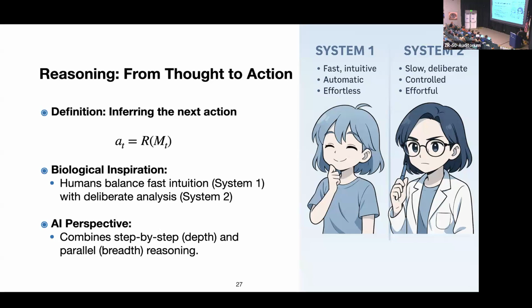Reasoning is the core cognitive capability of intelligence, right? We define reasoning as inferring the next action based on the mental state. Biologically, human beings have both fast intuition, which we call system 1, and deliberative analysis, like system 2, right? And from the AI perspective, it can also combine step-by-step reasoning, which emphasizes the depth of the reasoning process, and parallel reasoning, which is about the breadth of the reasoning process.